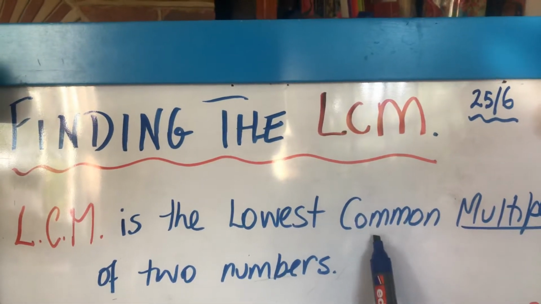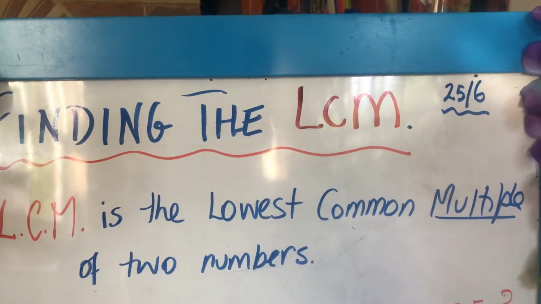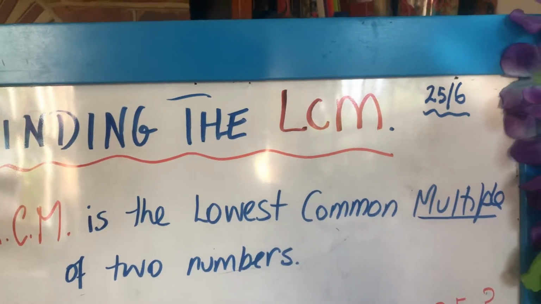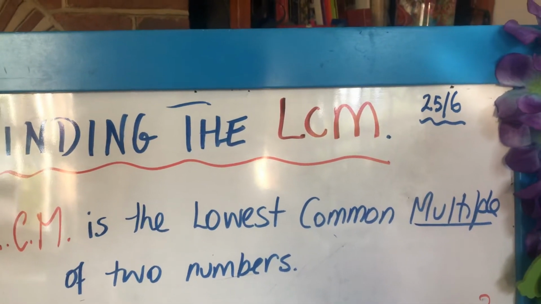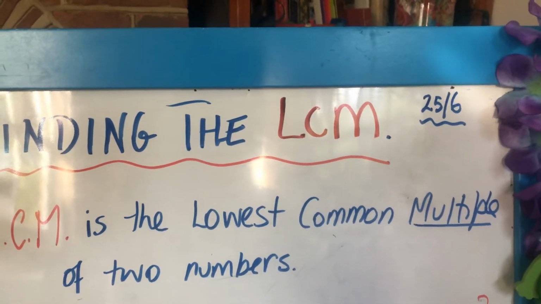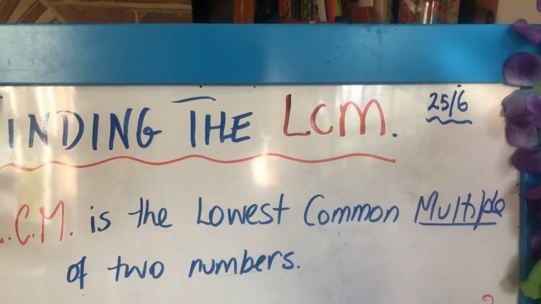Common means that two numbers have got the same multiple. So for example, 20 is in the 4 times table and the 5 times table and the 2 times table and the 10 times table. So it's common to all of those times tables.